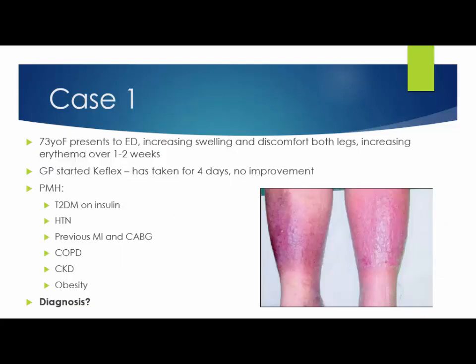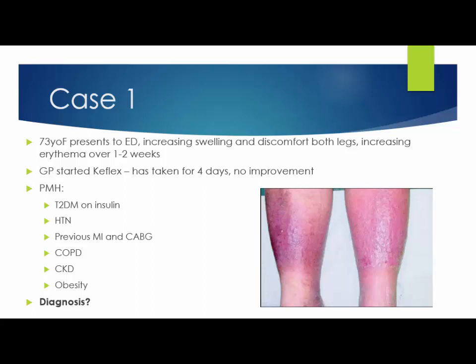So case one, a 73-year-old lady. This is something we see every day. She comes to ED, referred by her GP with increased swelling and discomfort, increasing erythema over a couple of weeks, and the GP started her on Keflex. She's been on that for 4 days, no real improvement, and she's got a host of comorbidities, most namely diabetes and obesity. So what does she have?